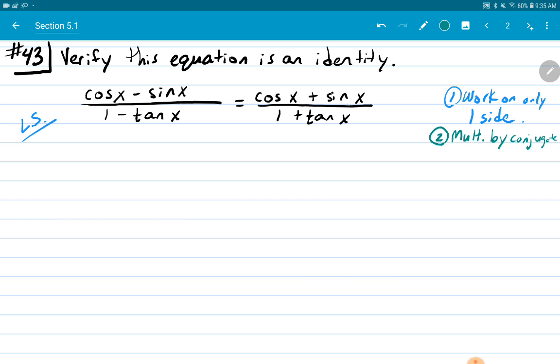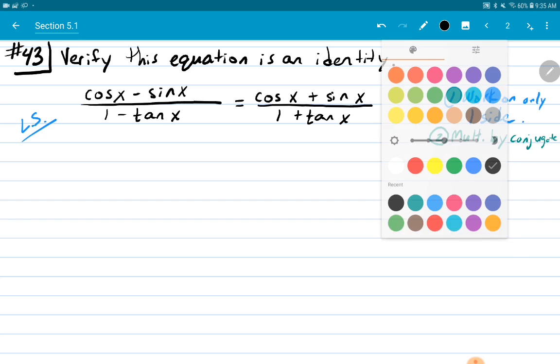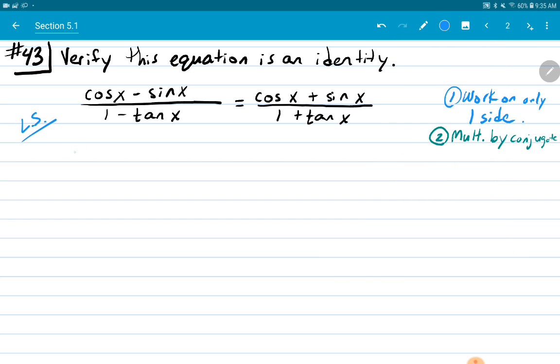I'm just going to rewrite my original left side here and just work on my left side. I'll do that in blue. So that's cosine of x minus sine of x over 1 minus tan of x. And to multiply by the conjugate, I have to multiply by the same numerator and denominator, so it's a form of 1.